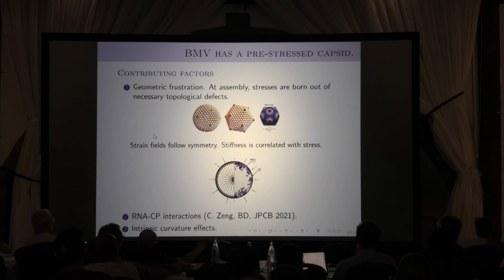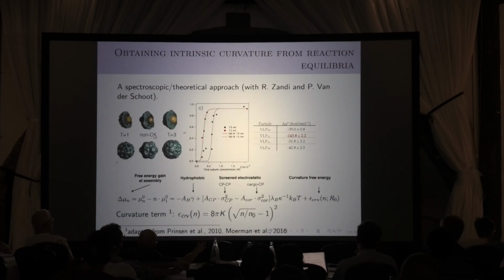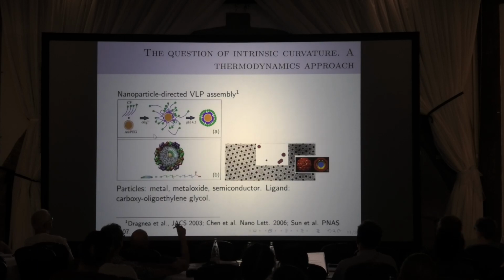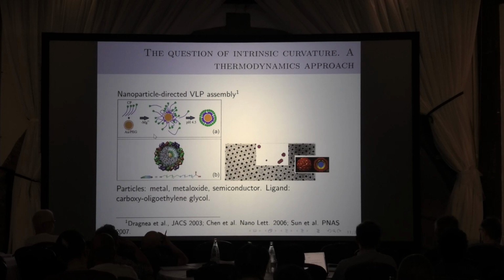So how do we measure these kinds of things? Well, for the intrinsic curvature of a protein, we use this method that we developed that is called nanoparticle-directed virus-like particle assembly, where, with the bromozyte virus, we take a nanoparticle of well-defined radius that you can adjust the radius of, and you build a shell on its surface. So you are going to end up with a bunch of magic numbers, T numbers, that is, including the T equals 3, which you can observe here.